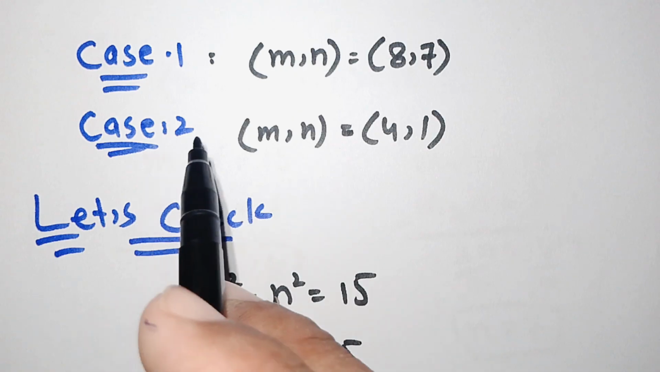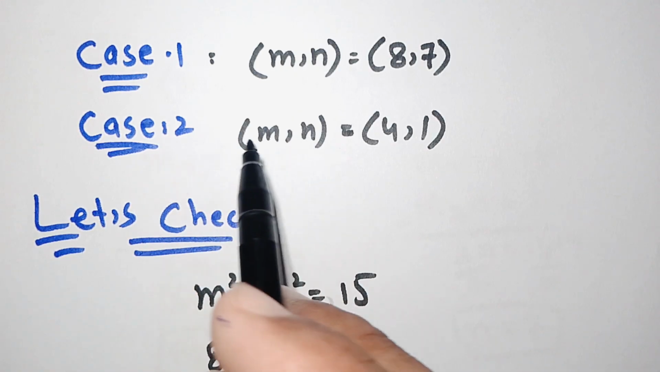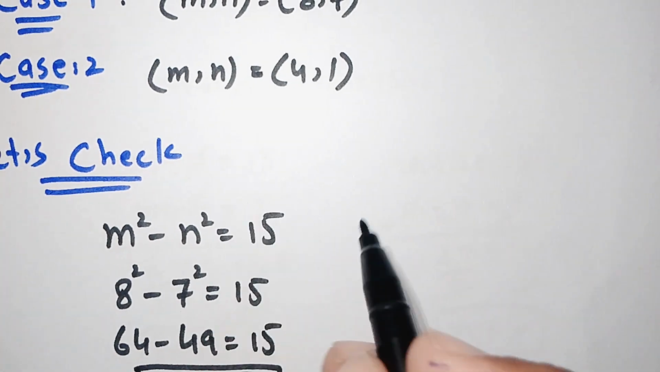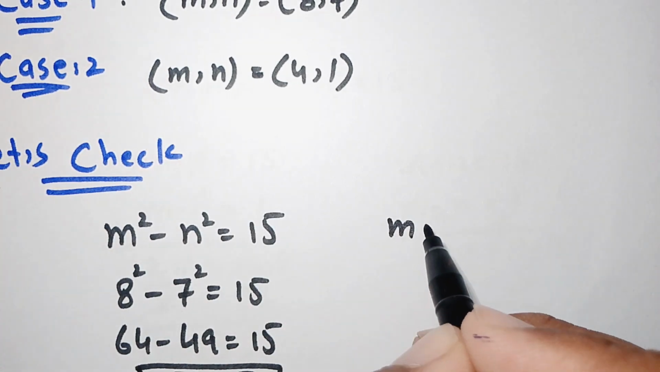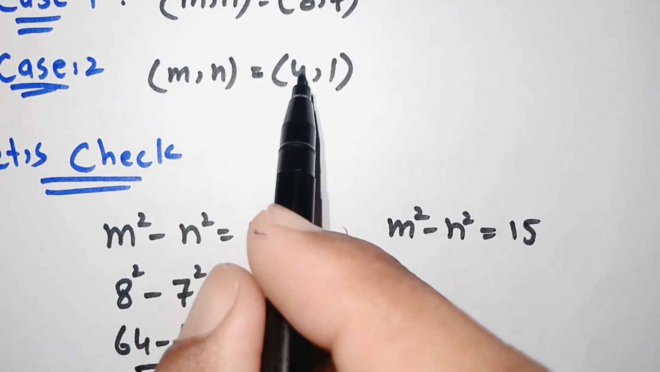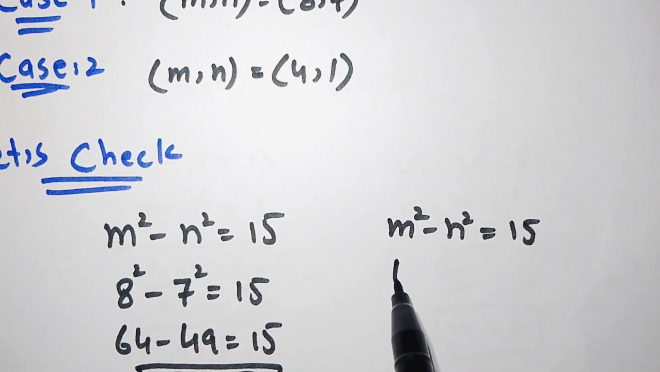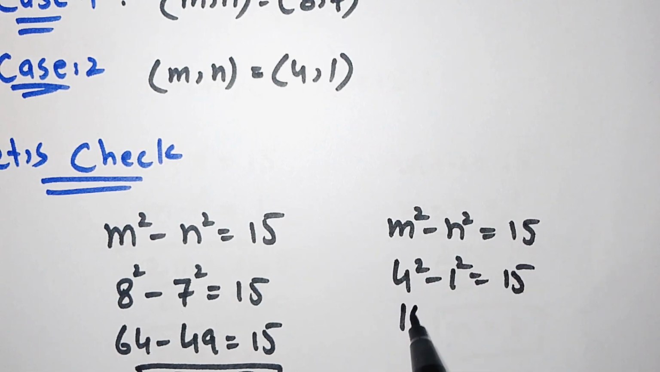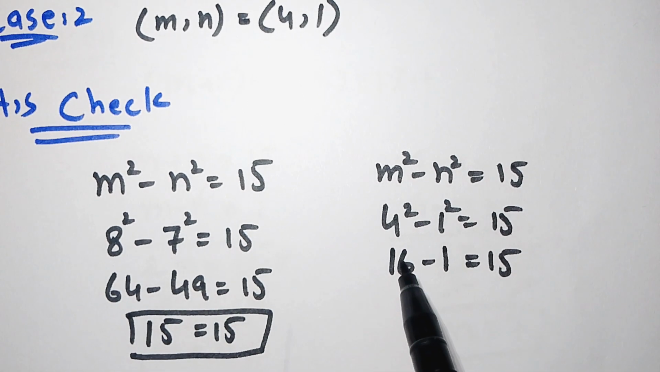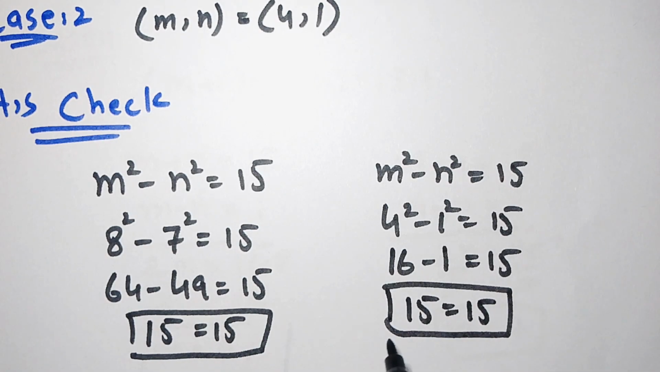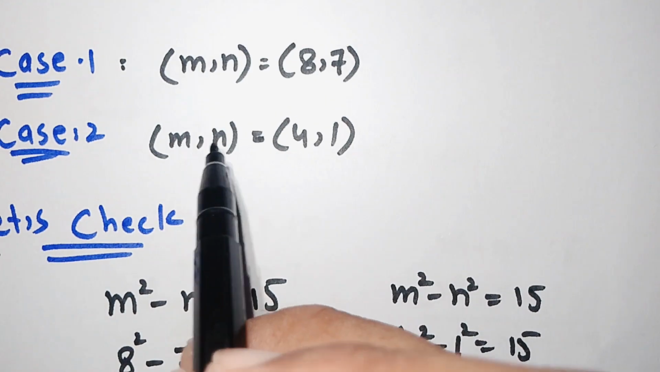Now we have to check case number second, that is m is equal to 4 and n is equal to 1. So the question is m square minus n square is equal to 15. Here we put the values m is 4 and n is 1. So 4 square minus 1 square is equal to 15. 4 square is equal to 16, and minus 1 square is equal to 1, and finally 16 minus 1 is equal to 15. This shows that the left hand side and the right hand side are equal. So these values are the correct values of this interesting question.